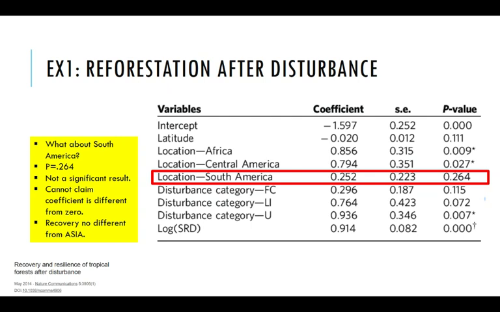Remember, we always have to compare to the omitted category. What we can't really conclude is, well, how does South America compare to Central America? How does South America compare to Africa at this point? Because again, this categorical variable is simply allowing us to compare to our omitted category. Now, there's other things we could think about, but we're going to keep it simple right now.